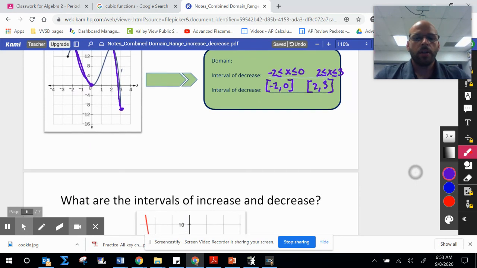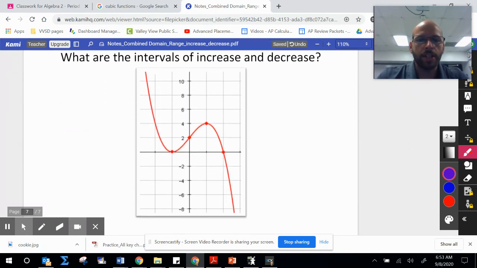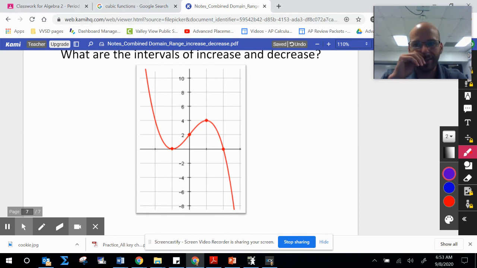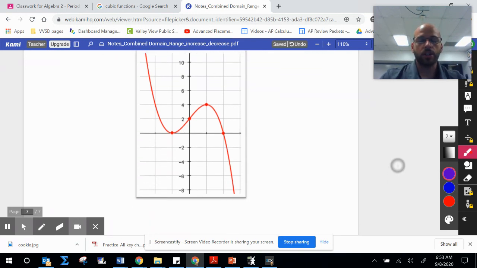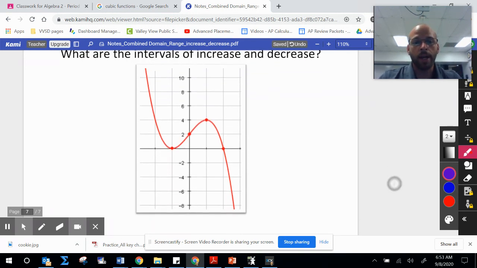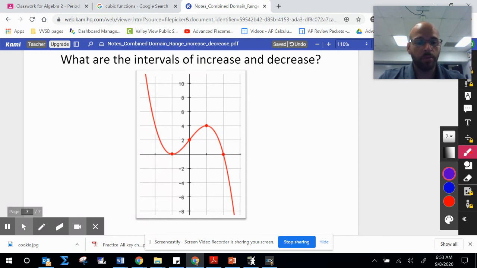Okay? All right, so what I want you to do is I want you to pause. I want you to tell me what are the intervals of increase. Start there. Which are the intervals of increase? And then tell me what are the intervals of decrease going to be. Okay? And then answer that question. At any point, feel free to rewind, ask for help, let me know whatever it is that you need. Okay?